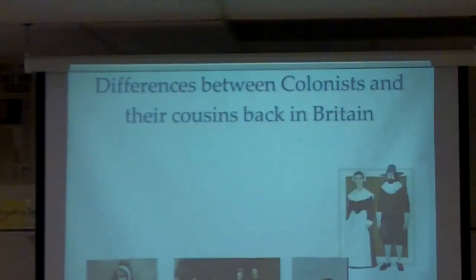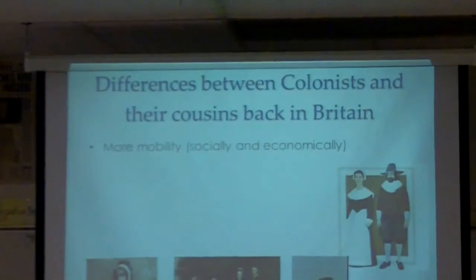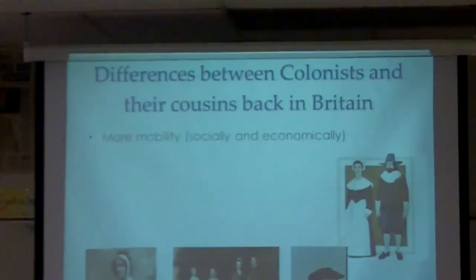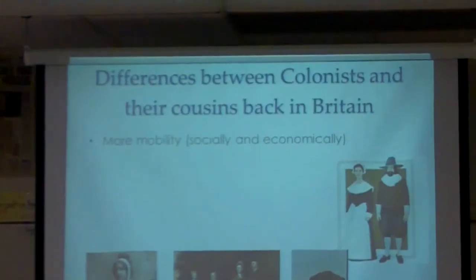And so that kind of falls in there. Here's where we look at some of the differences between us and our cousins. We look at the British as our cousins: more mobile socially, economically, and actually physically. Could an American, when things were going bad, decide, pack it up, I'm moving out west?